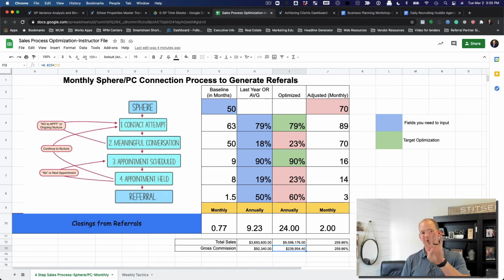All we did was get incrementally better in 4 areas. We only added 20 people to our database. Most people forgot to stay in touch with 20 past clients. We're going to get 5% better at our conversation to appointment ratio, 4% better at our appointment to referral ratio, and we're going to get 10% better at our conversion of referrals. At the end of the day, that is going to 2.6 times your business.